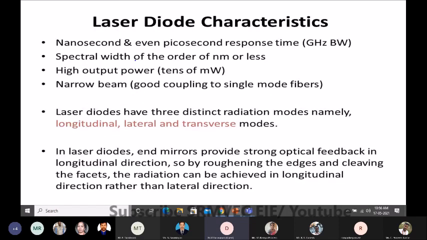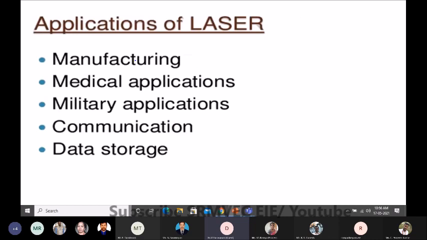Other characteristics, if you go deep into the theory, are a response time of the order of nanoseconds and a spectral width of the order of a nanometer, with high output power. According to the intensity, it can be used for different applications: medical, manufacturing, packing of materials, surgery, military applications, and communication and data storage. We don't get deep into that.